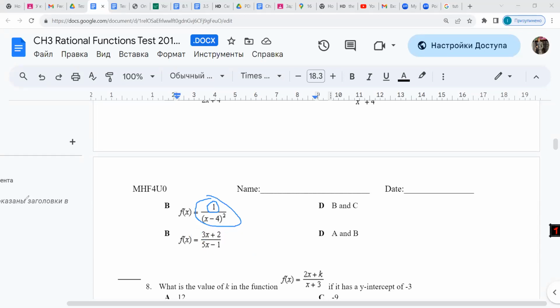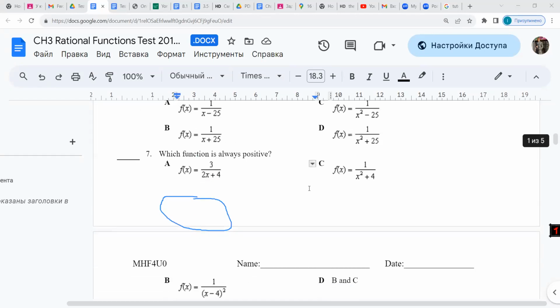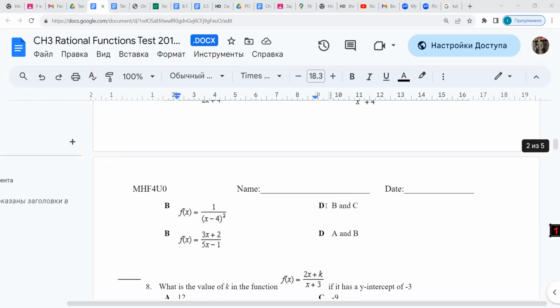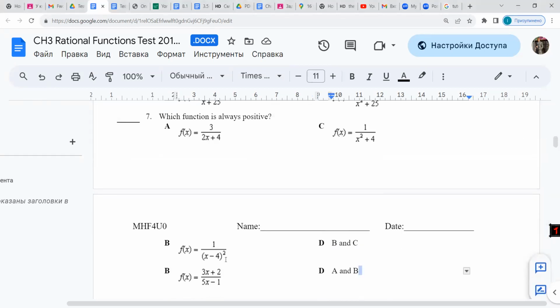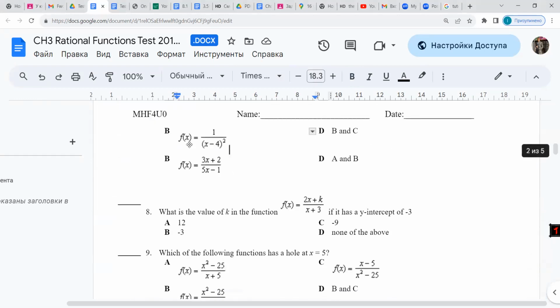So I would stick to two answers, this one and this one. So B and C. B and C. I don't know why it has two B's. In your final test, it won't be this way.